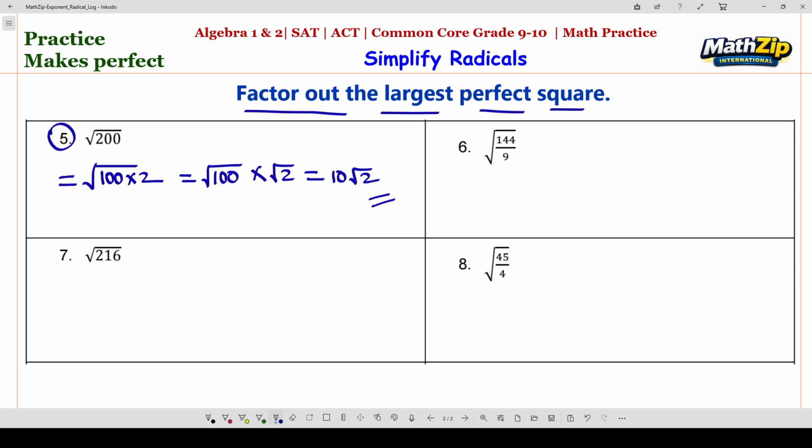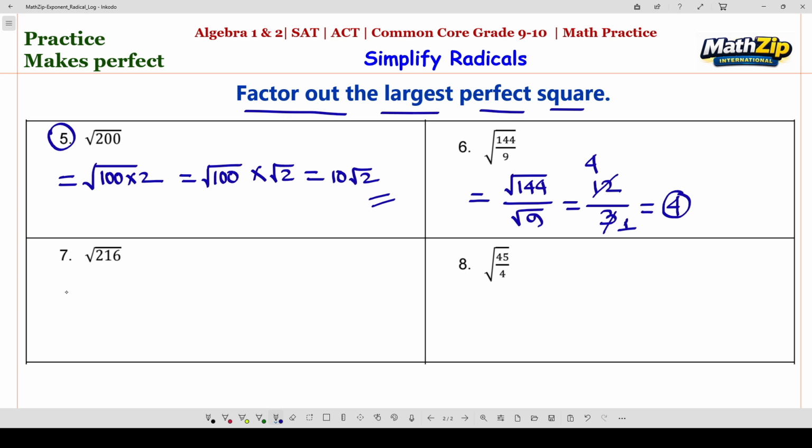Question 6. 144 divided by 9. So very simple. Root 144 divided by root 9. Root 144 is a perfect square, we can write 12. And root 9 is 3. It's an improper fraction. We can write 12 over 3. Right? We can divide this fraction by what? 3. So 12 divided by 3 will be 4, and 3 divided by 3 will be 1. Our answer is 4.